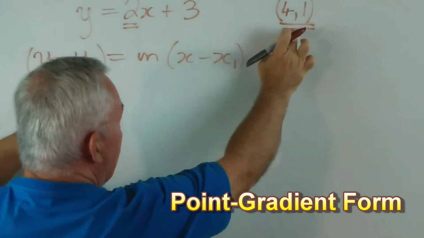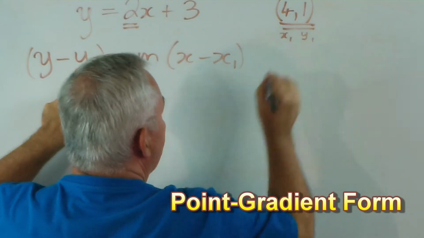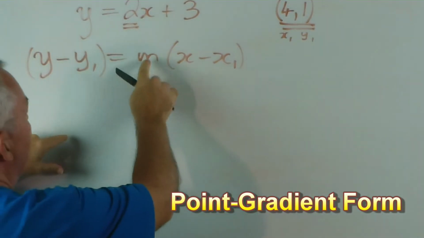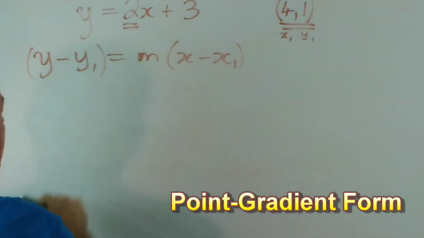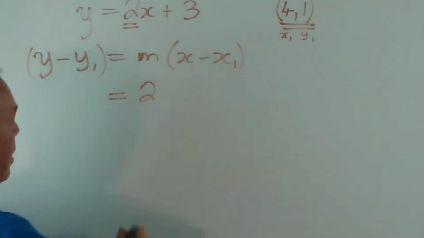x1 and y1 are the coordinates of this point. I'll just write that here. And the m is the gradient of the line, which we have here. So let's write the m in first. We know we want a gradient of 2.